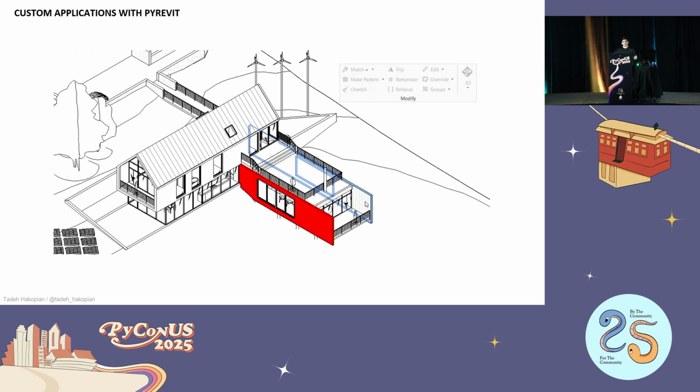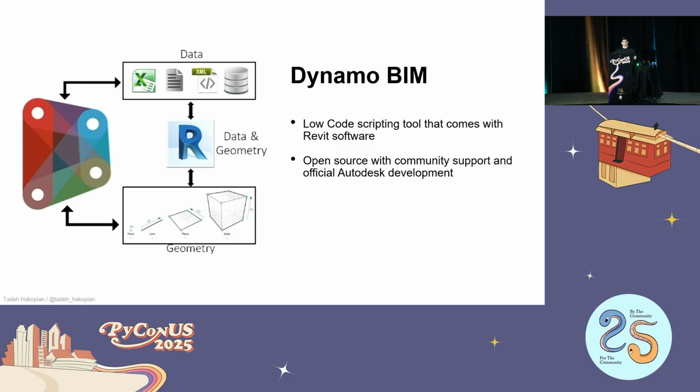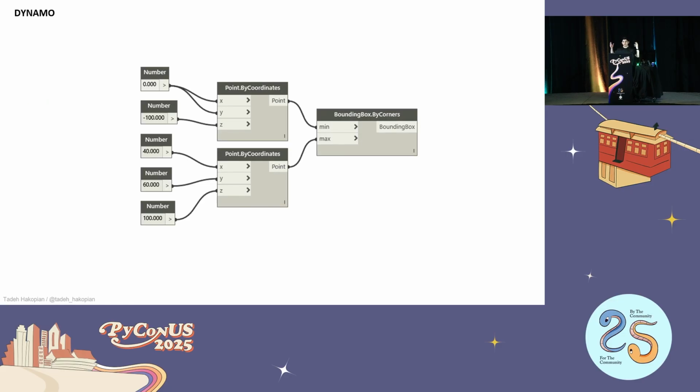which might not be that easy and convenient to do with the out-of-the-box tools. But for some people, this might still be a little too complicated, so this is where we have Dynamo BIM, a low-code scripting tool that comes with the Revit software itself, open source with enterprise support from Autodesk, and you can prototype your own tools, and you can also do 3D modeling solutions with this one. And it's a connection between the geometry and the data within the project model. And it just looks like this, like low-code applications everywhere.